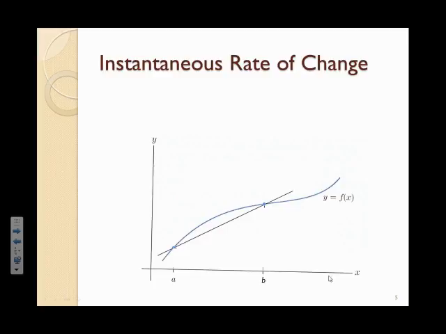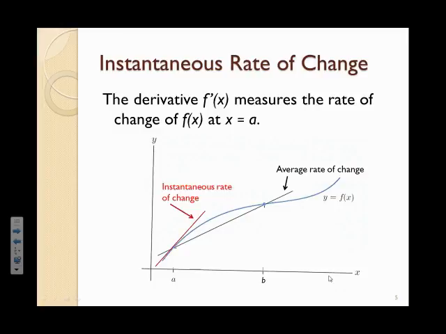Now, if we're looking at the average rate of change between A and B, we would find this line, the secant line. If we want to find the instantaneous rate of change, then we want to find the slope at just the point we're at, in this case, point A. So the instantaneous rate of change is going to be the tangent line at that point. And so the two can have very different values. They can also be very close, but oftentimes they will be different.